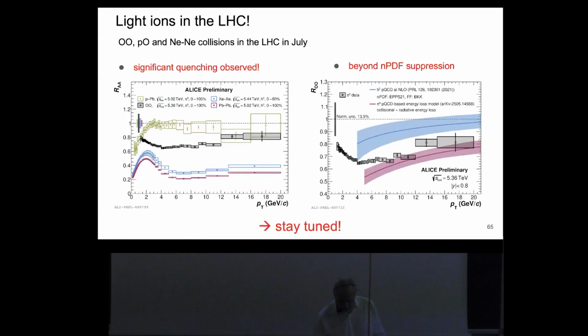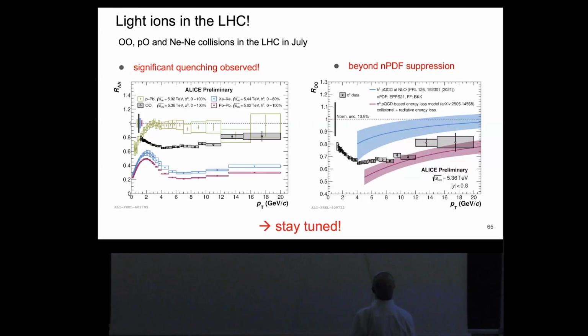I will skip this. These are data from light ions. I put this here because it's very topical. Basically what you have here is the nuclear modification factor from proton-lead in green, lead in red, and also xenon in blue, and then the black points are the oxygen, which were measured just this spring. So it's somehow in the middle between the two.